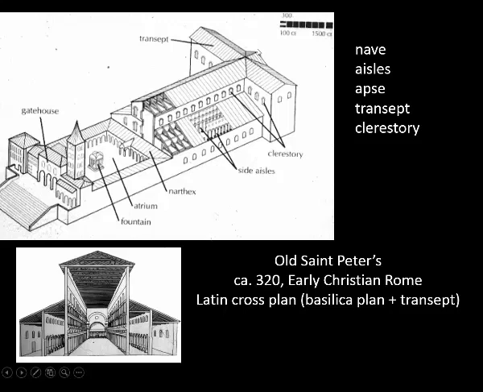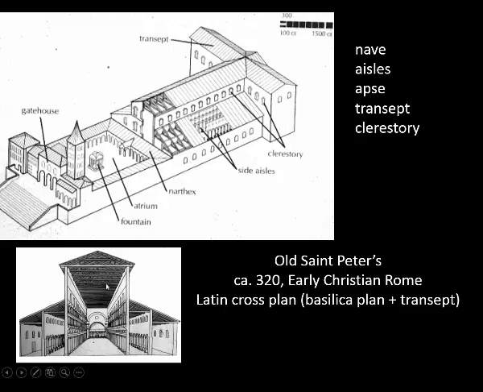Then we have the apse, which is located back here at the end of the nave. This is probably the better view down here, the semicircular recess that is at the back of the nave. The apse is arguably the most important space within the church because the apse is what holds the altar. The altar was like the focal point. The people in the nave sat and faced the altar. This was the site from which religious rituals were conducted during service.